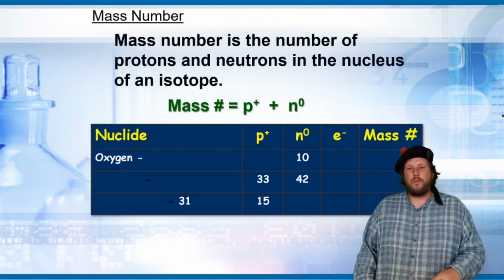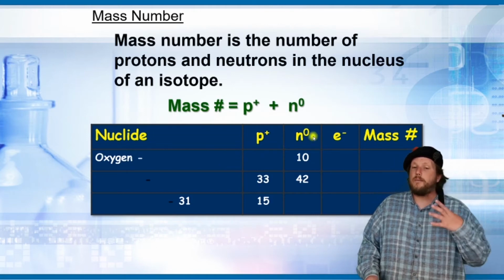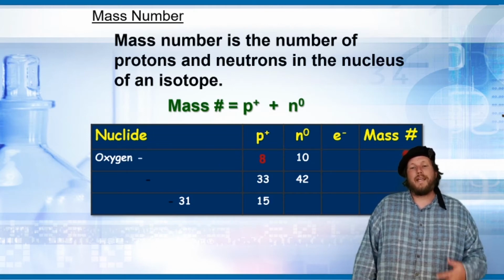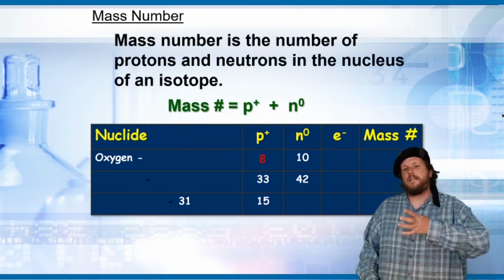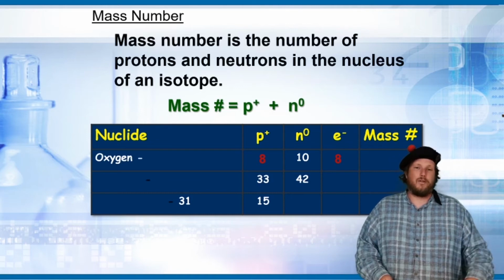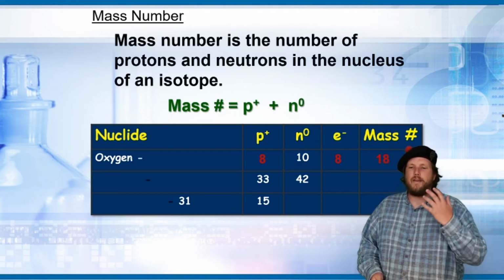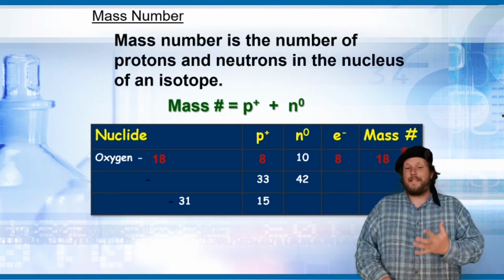For example, we have oxygen that has 10 neutrons. You can look on the periodic table and see that it has 8 protons. So this oxygen with 8 protons, 10 neutrons, is going to have 8 electrons to balance the charge of that proton. It's going to have a mass number of 18, which means we're going to call it oxygen 18.